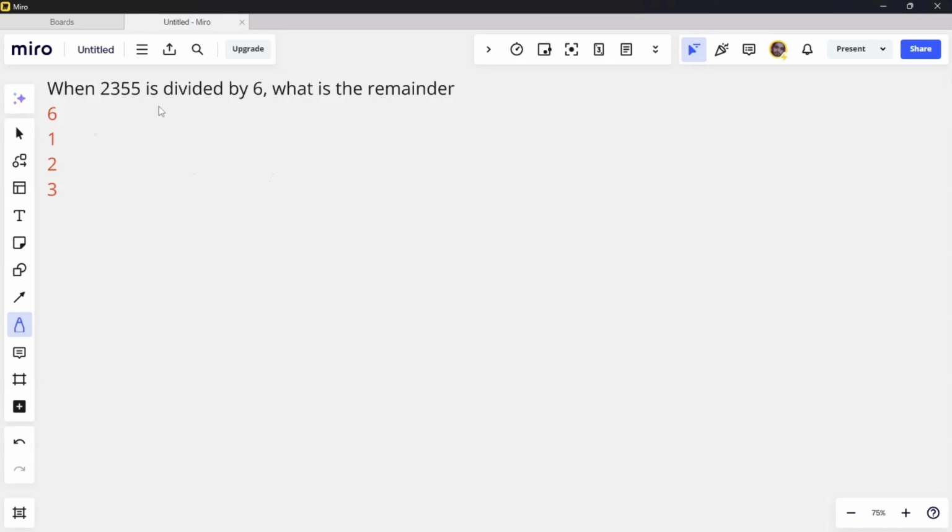When 2355 is divided by 6, what is the remainder? Okay, so let's divide this number and check what is the remainder. So 6 3 ja 18. So what is remaining here? 2 and 3, this is 55 and 6 9 ja 54. It will become 1 and 5. 6 2 ja 12. So the remainder is 3. It means our fourth option is the correct option.